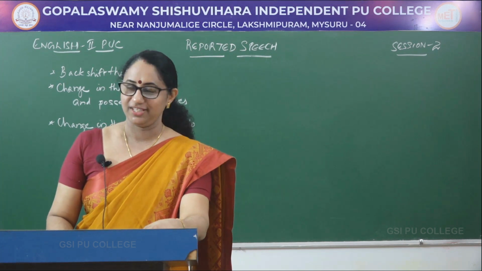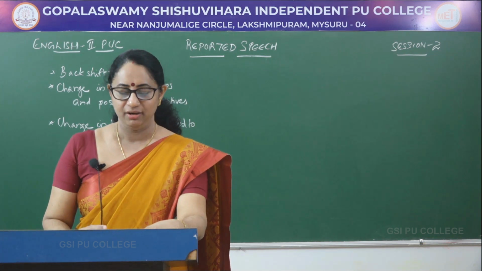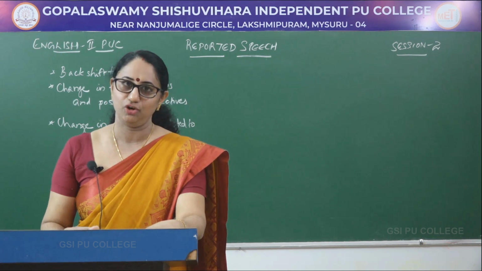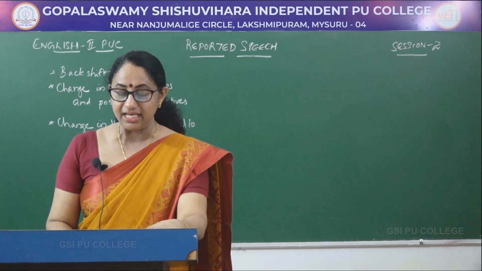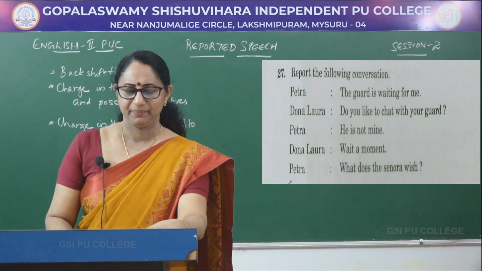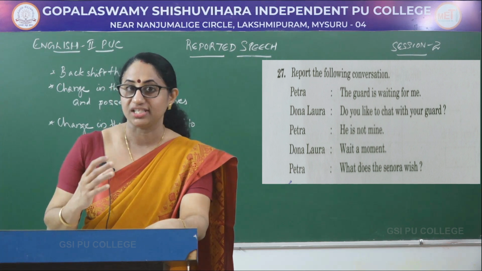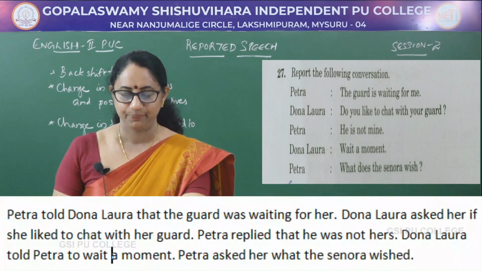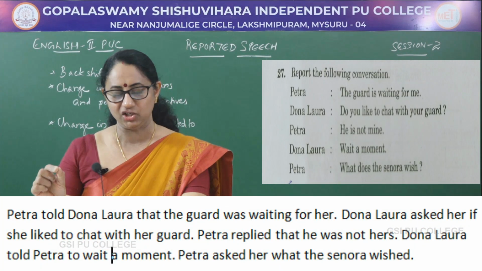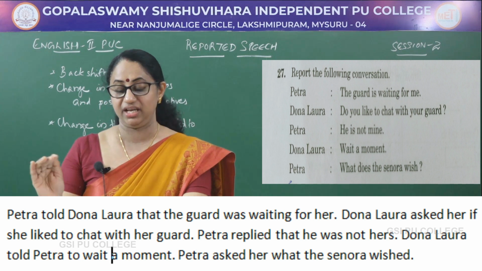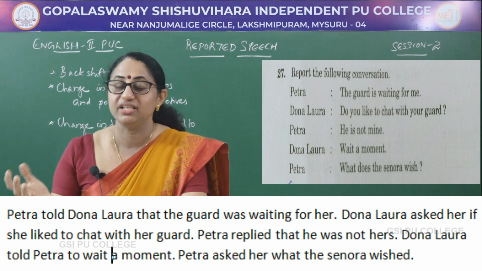Report the following conversation. So there are 5 sentences. It's a conversation between Petra and Donna Laura from the chapter A Sunny Morning. "Petra, the guard is waiting for me." It's a simple assertive sentence. So how do you transform this from direct to indirect? Petra told Donna Laura that the guard was waiting for her. "Is waiting for me" becomes "was waiting for her."